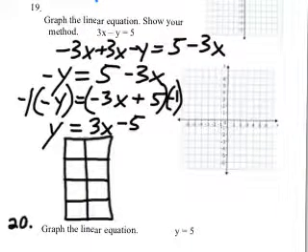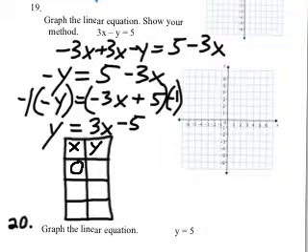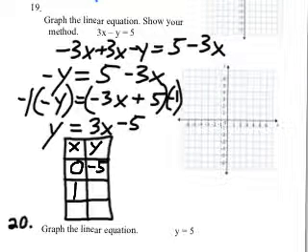Now we'll make a table. There's our x, there's our y. And because we have it in the slope-intercept form, it's easier to pick out good x's and good y's. But we might as well start out with x being 0, because that gives us a y of negative 5. Okay, and then let's try x as 1. So 3 times 1 is 3, and 3 minus 5 is negative 2.